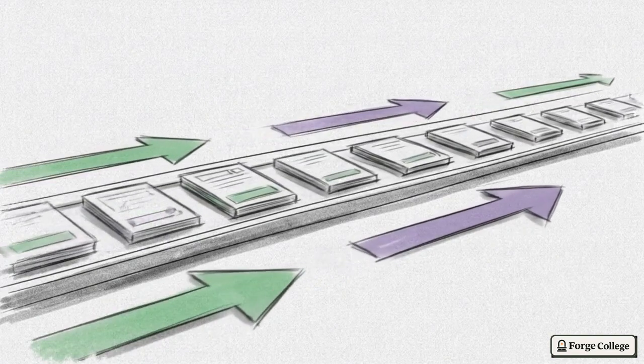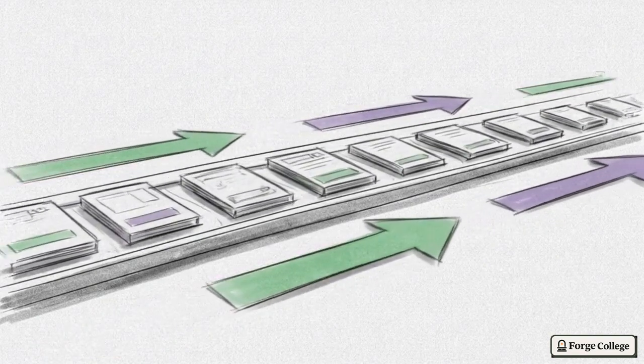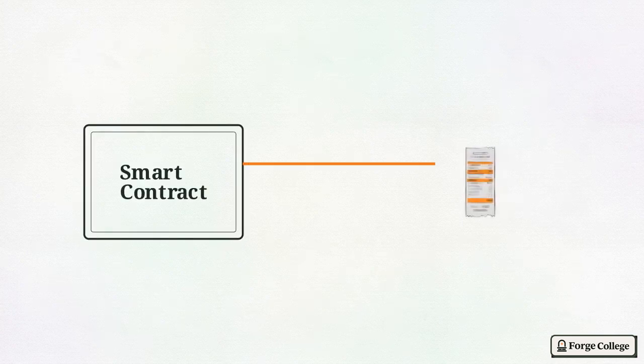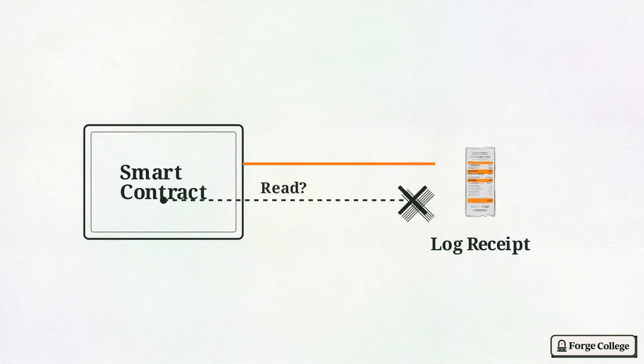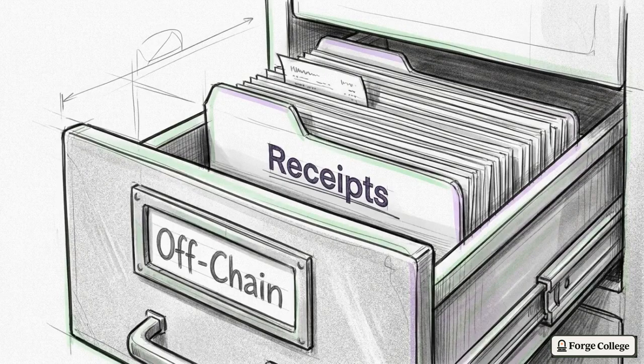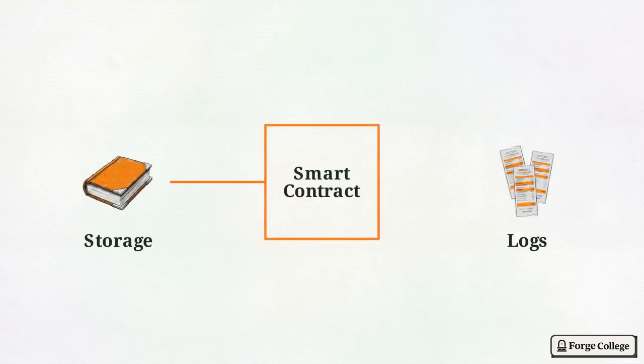There is one specific limitation you have to keep in mind. This communication channel only flows in one direction. Once a contract broadcasts an event, it cannot hear its own message. A smart contract has no way to read its own past logs while it is executing. These logs live in transaction receipts, safely tucked away outside the contract's accessible state memory. Because the contract itself is blind to them, logs can never replace storage for data that the contract needs to check or use for its own internal logic later on.